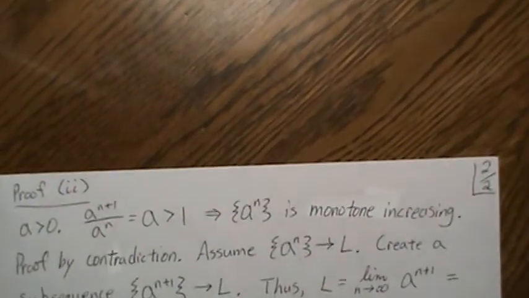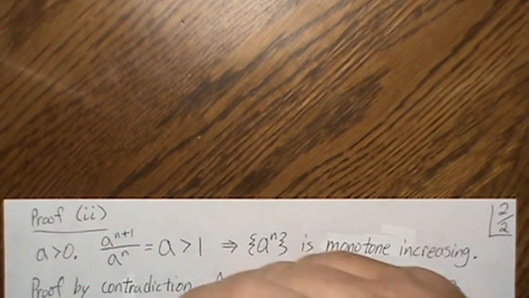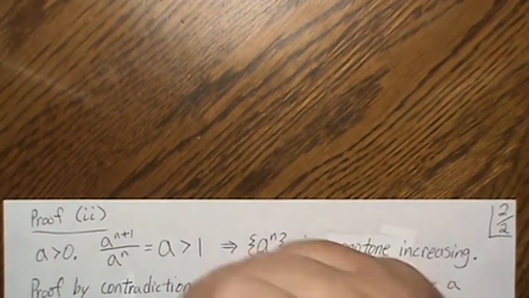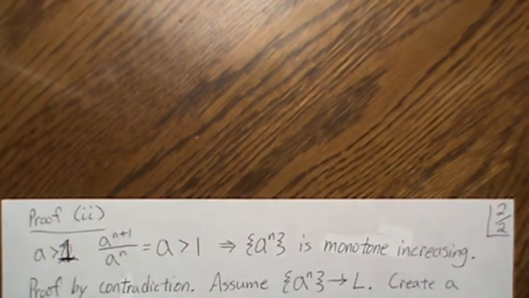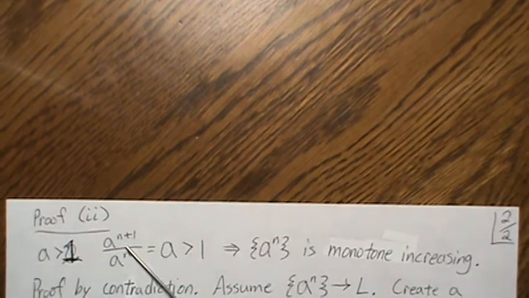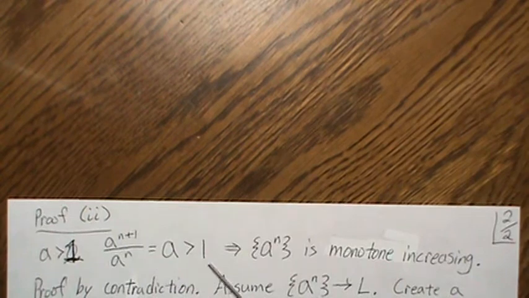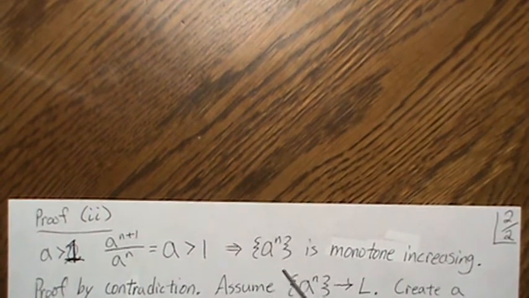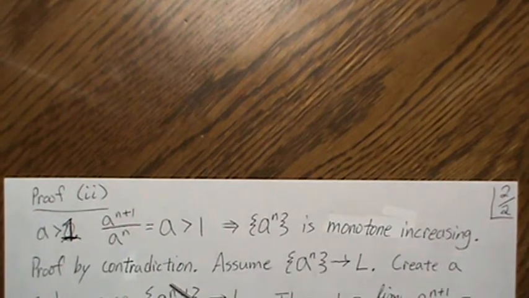Now number 2, we want to assume that A is greater than 1. So this shouldn't be 0, it should be 1. Then to determine if it's increasing or decreasing, we can look at the ratio. This ratio is A, which is greater than 1, which says that it's a monotone increasing sequence. So this sequence is increasing. Now we're going to prove this by contradiction.